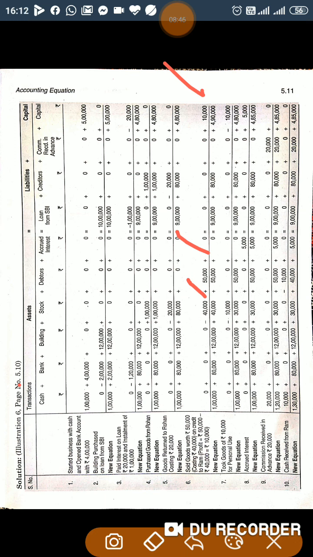Took goods worth rupees 10,000 for personal use. This is drawings, so drawings and stock are involved. So stock is decreased by 10,000 and capital will be decreased by 10,000.